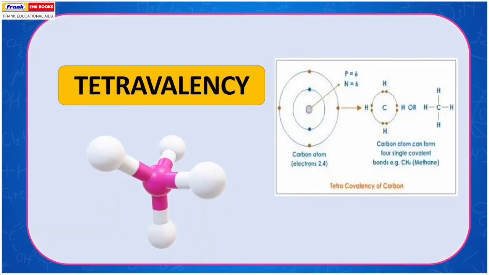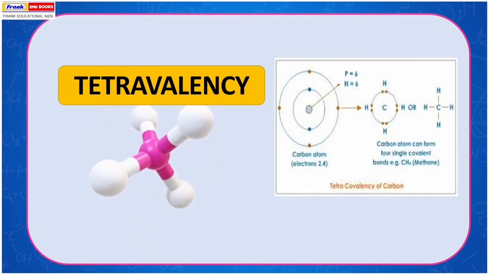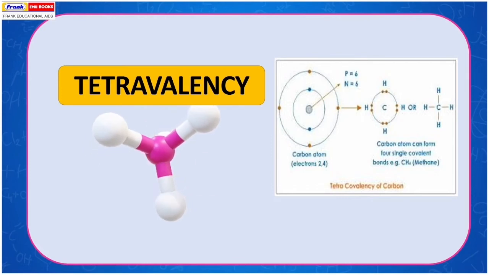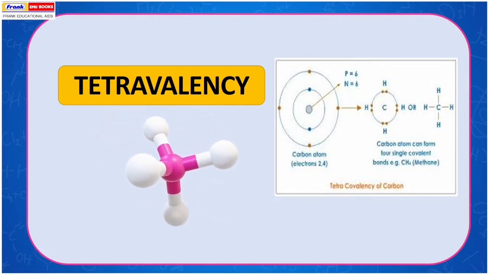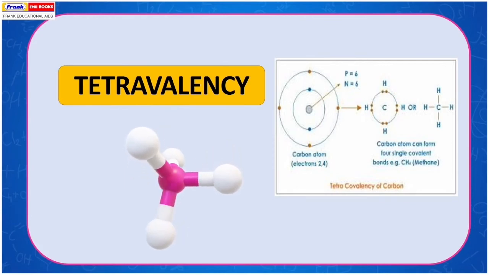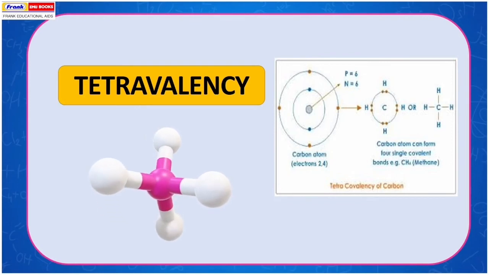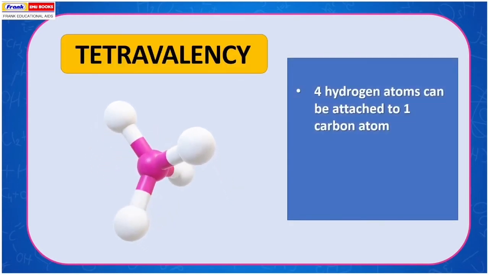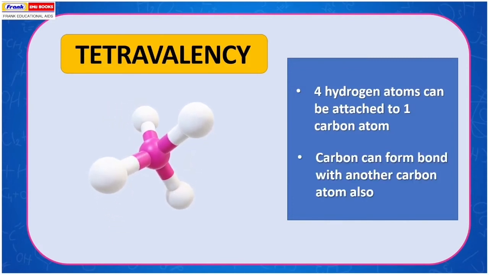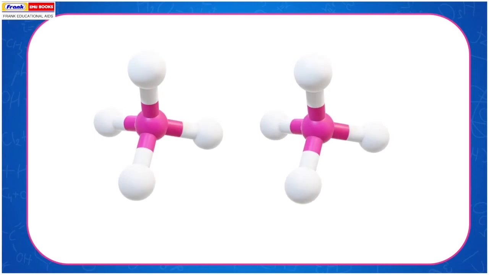Tetravalency. A carbon atom has a total of 6 electrons, distributed in shells as 2 electrons in the inner shell and 4 electrons in the outer shell. 4 hydrogen atoms share their electrons with carbon, resulting in the formation of methane, that is CH4. 4 hydrogen atoms can be attached to one carbon atom. A carbon atom can also form a bond with another carbon atom. The 3D diagram explains the formation of the CH4 molecule.